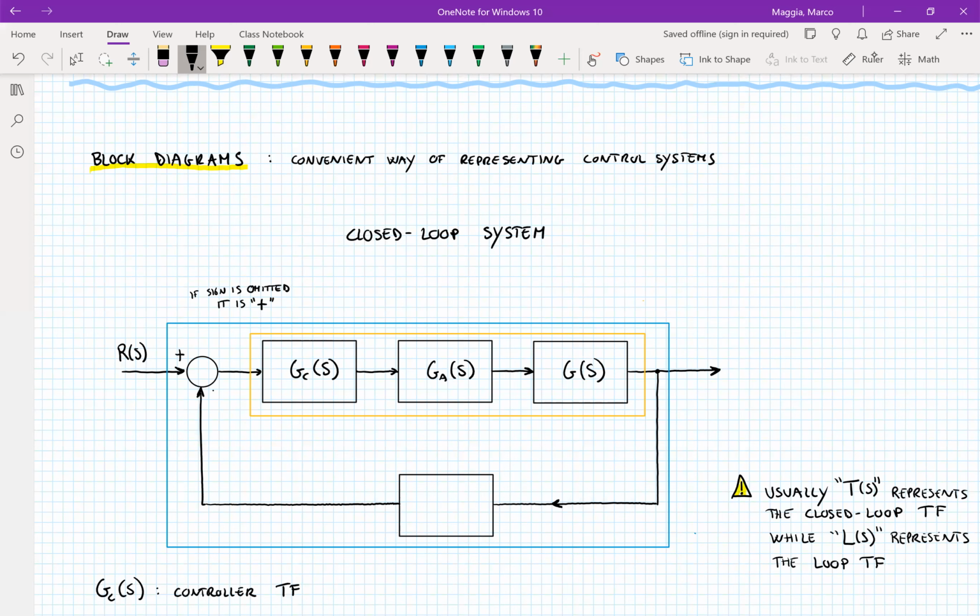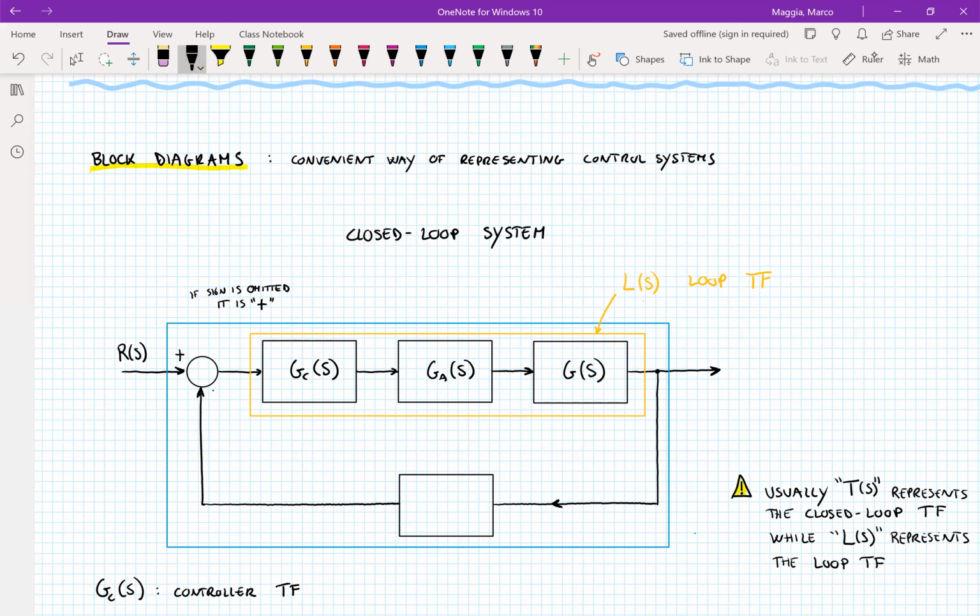As I said, most of the times, the actuator doesn't have a block on its own, but it's just together with the process in order to form the plant. In this traditional form of representing the closed loop systems, the upper branch, that is GC, GA, and G in series, is also known as L of S, or loop transfer function. I'm going to see that later on, but just for you to know.